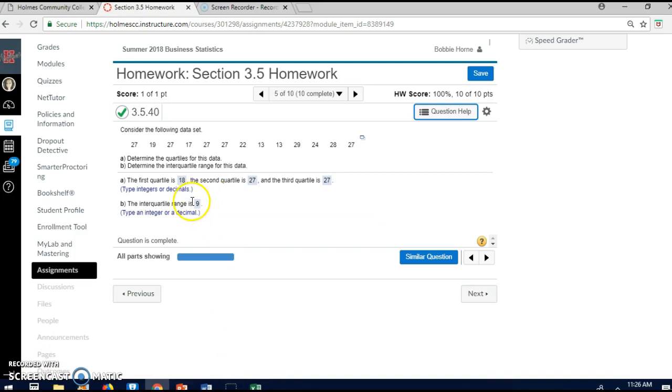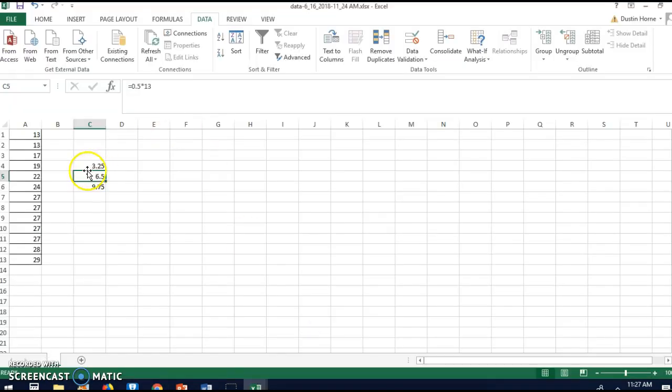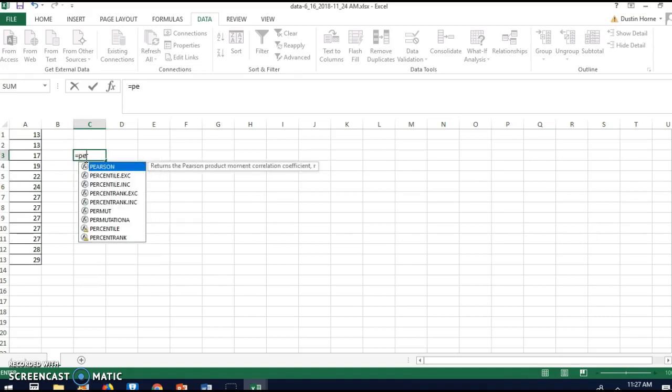Okay, so when you do these calculations, you can do the 0.25 and the 0.50 and the 0.75 times the number of values that you have. So I'm going to show you how to do these using the Excel way. And you're going to do equals, and then you're going to do percentile.